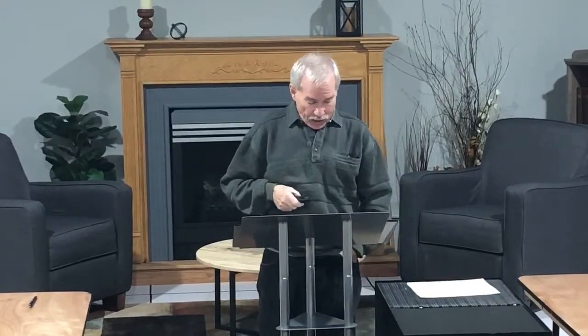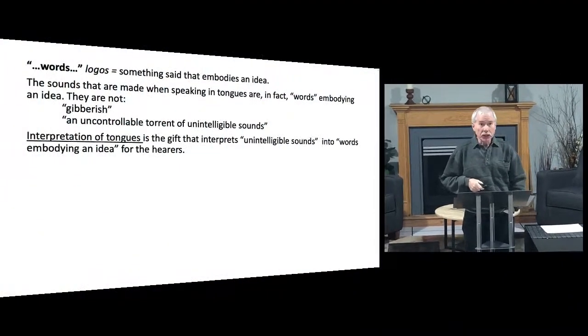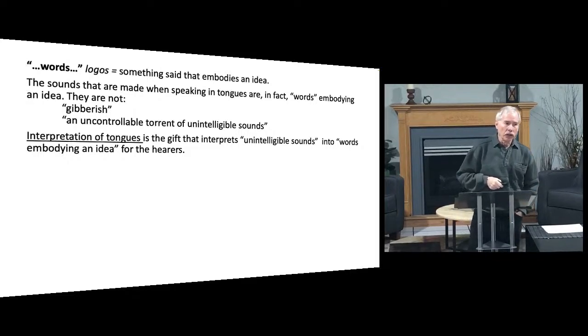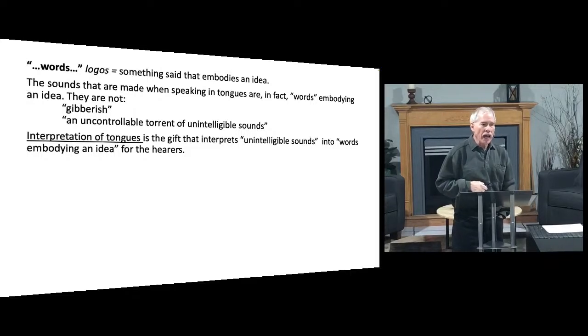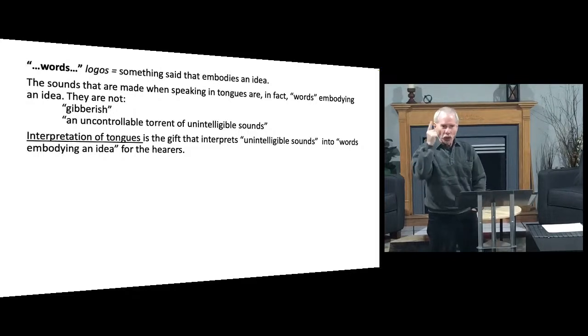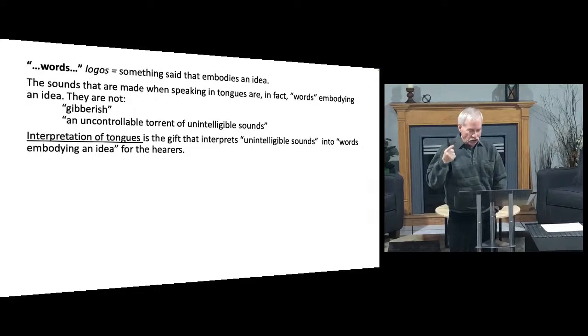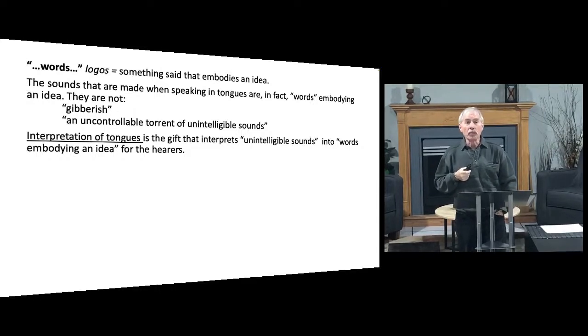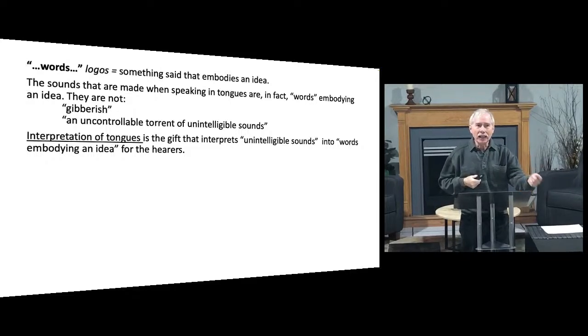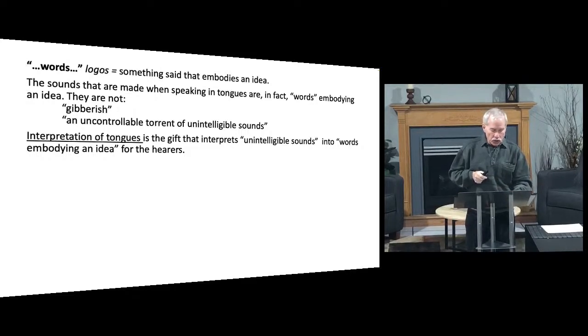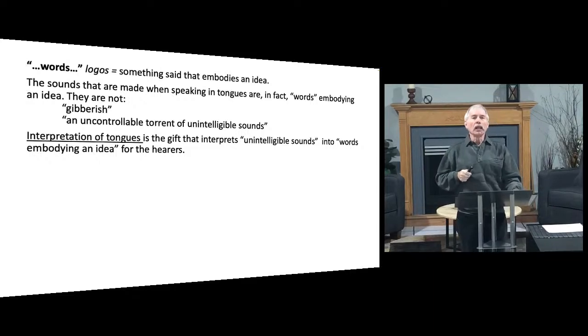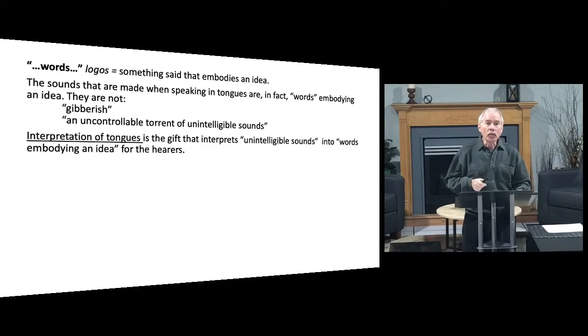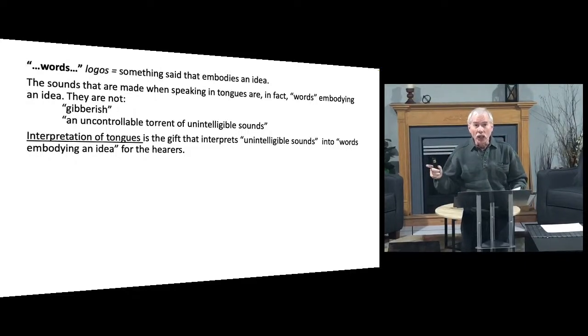All right. Here's the last thing that I want to point out in this verse along the way. He says 10,000 words. And the thing about words is that the Greek word there is logos. Most of us know that term. We might not know much Greek, but we know one Greek word, logos. And what that word means is something that is said that embodies an idea. Okay, I want you to notice that when he says 10,000 words in an unknown tongue, he's talking about something that is said in an unknown tongue that embodies an idea.